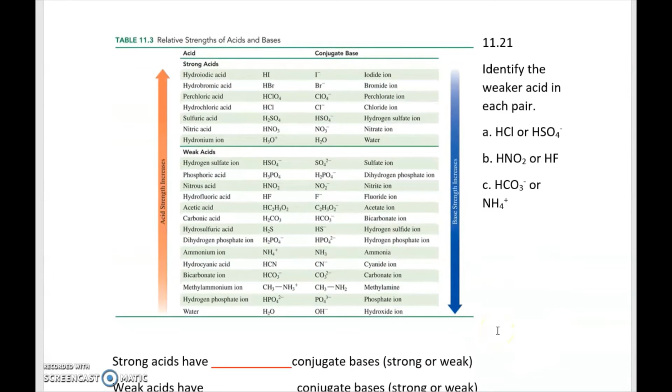In this table, we're asked to identify the weaker acid in each pair. So you may want to stop the tape here and look these up and then go on. So in this case, we're asked to find the weaker acid. So we're looking for the one that's lower on the table. These would be our correct answers.